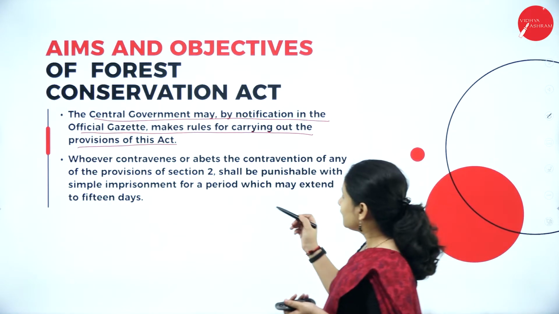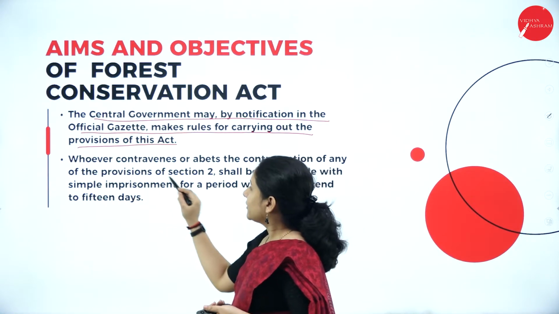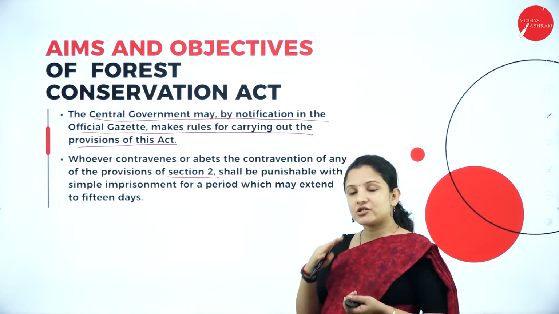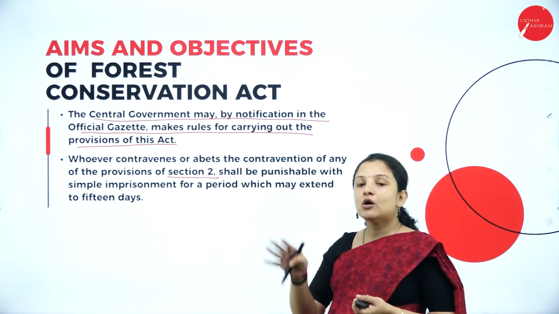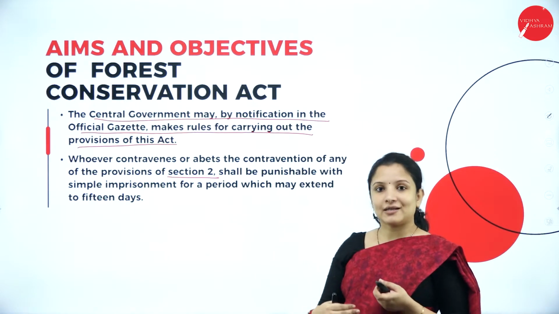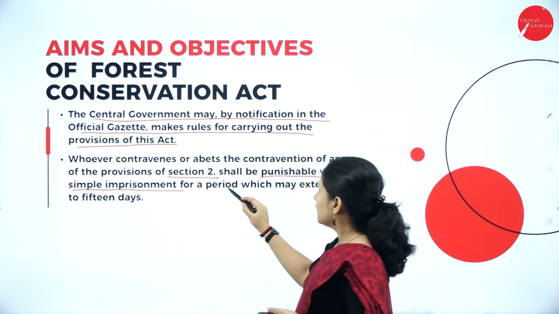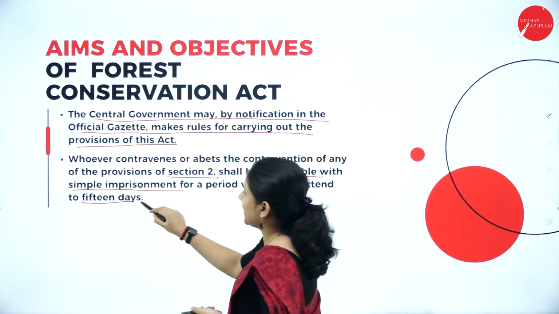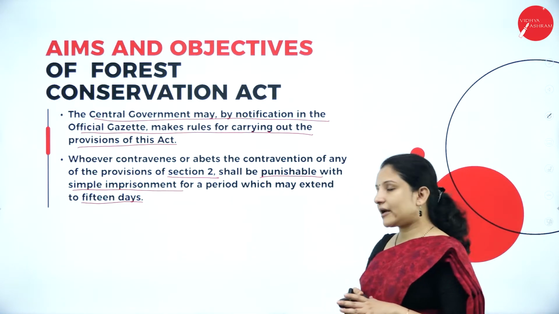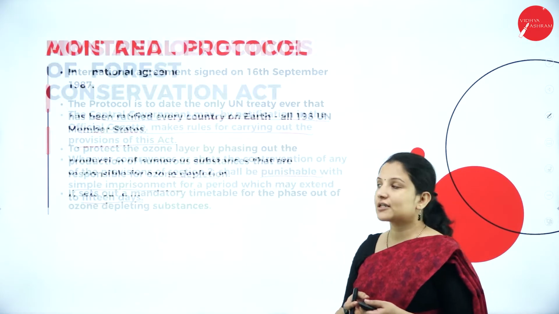And whoever doesn't follow the rules and regulations put under this act, then under Section 2, there are some rules and regulations which state what can be done to people who do not follow the rules and regulations set up in all the other sections. They can be punished with simple imprisonment for a period which may extend to 15 days. So, in spite of warning, if they still don't follow, they can be directly put into prison for about 15 days. So, these are the aims and objectives of the Forest Conservation Act.